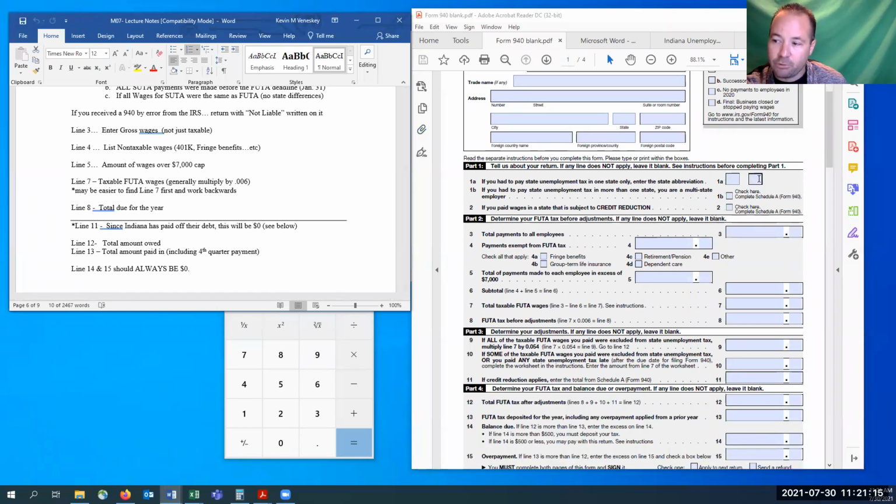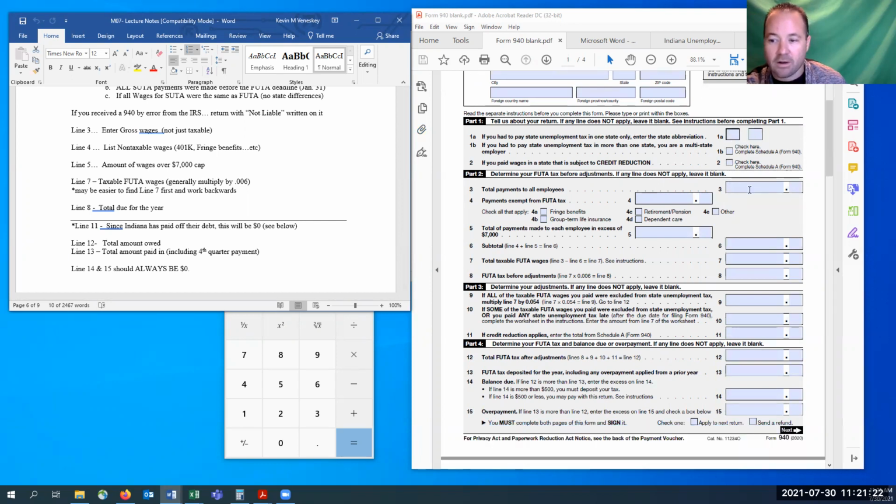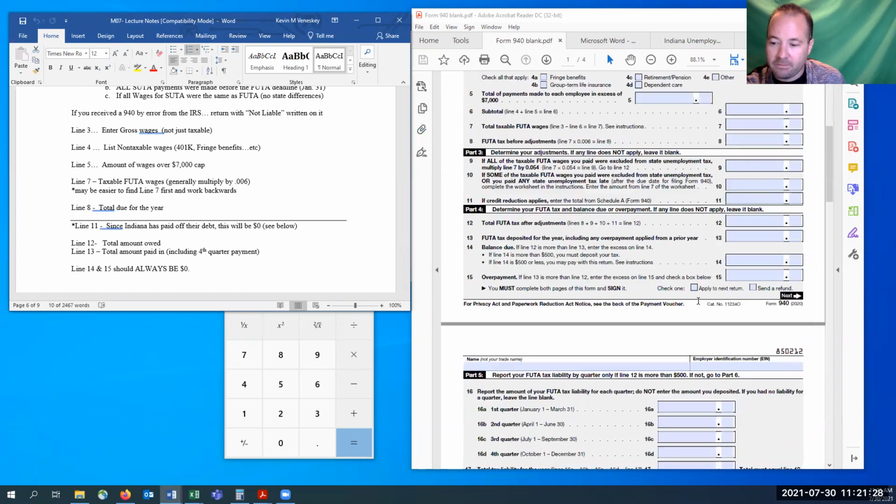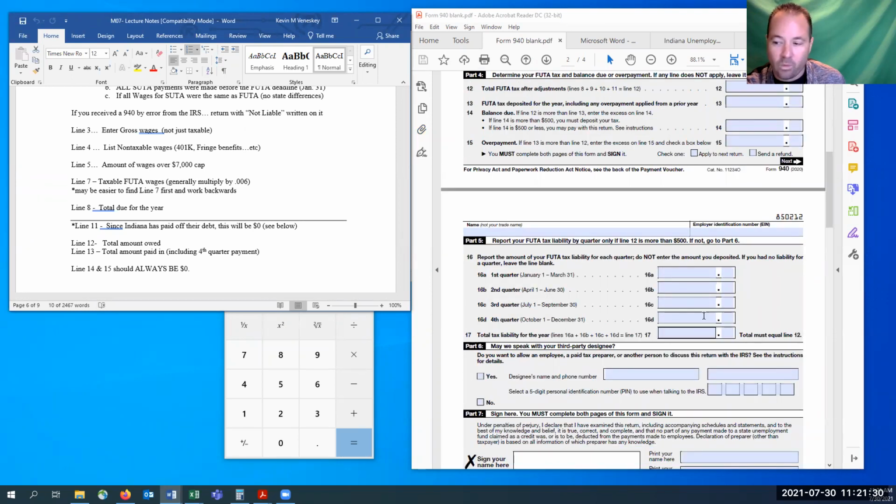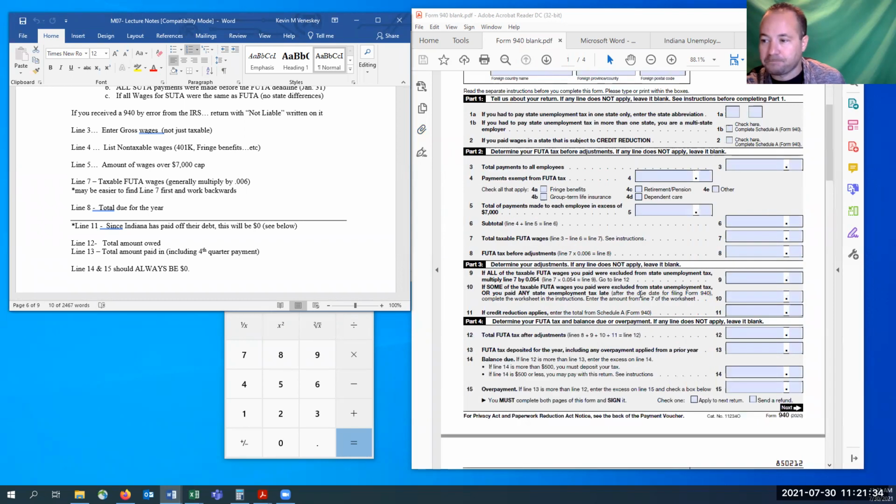Part one, you just basically put in your state where you're paying into, the state income, the state unemployment. All right, this is the main sector that we're going to look at, lines 3 through 8. And then the bottom half, just like on 941, where they have how much was due each time, we're going to fill that in.